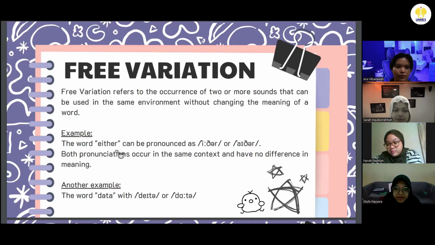And another example is the word data. It can be pronounced as data or data. Again, there is no change in meaning despite variation in pronunciation.